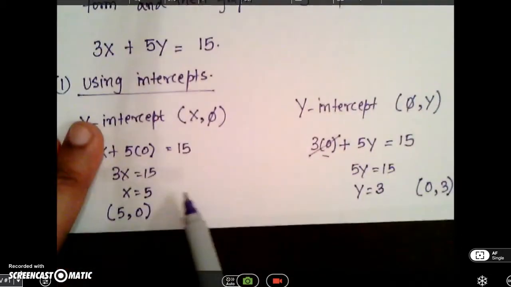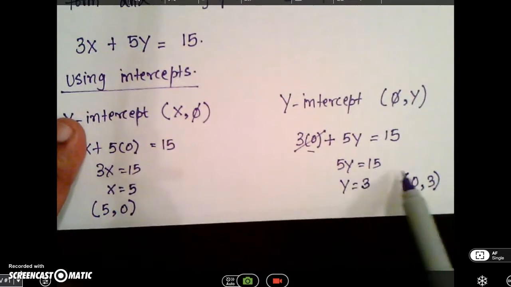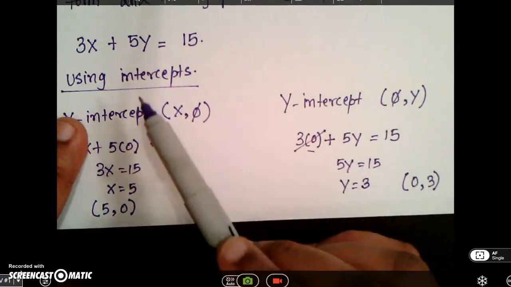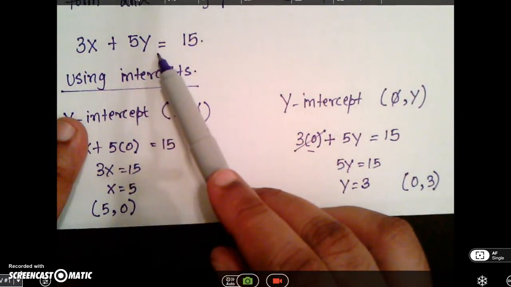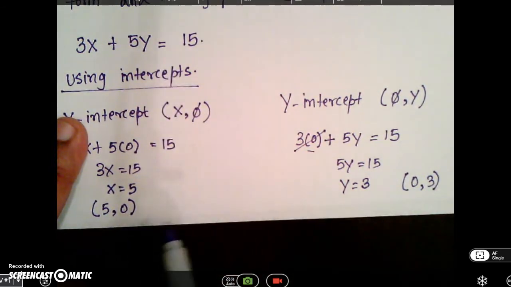Now I have 2 points, 5, 0 and 0, 3 that belong to this equation. So I can put those 2 points on my graph and get my line. So let's graph it.